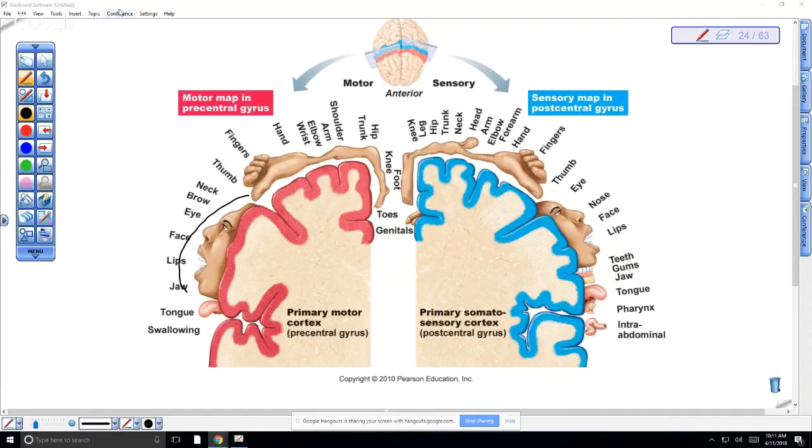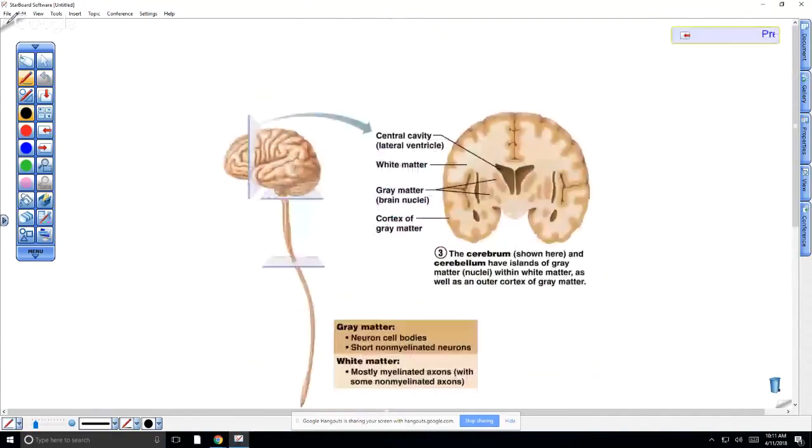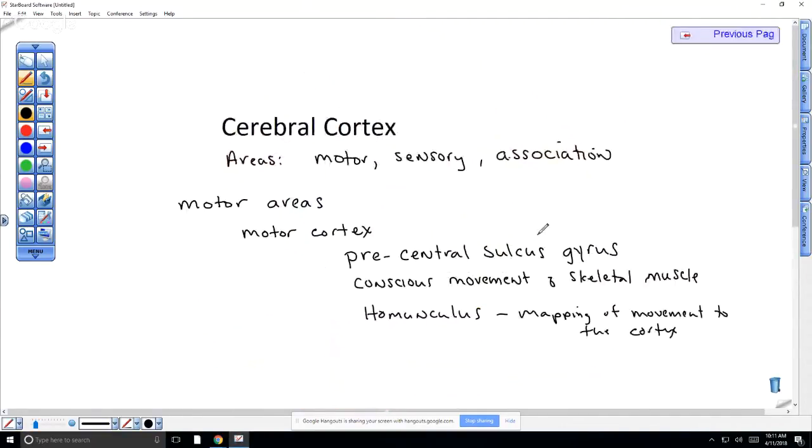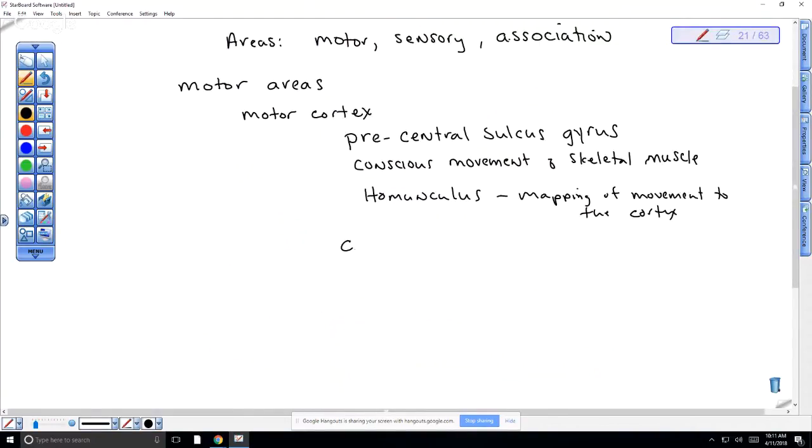Okay, so these are actually connected. The motor cortex is connected to the white matter via what are called the corticospinal tracts.